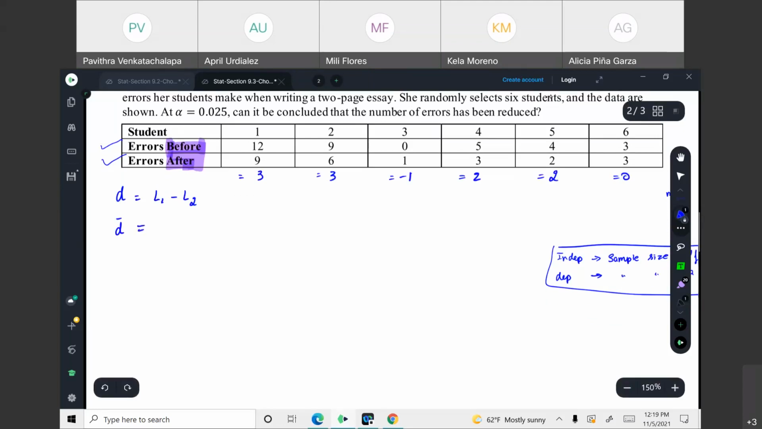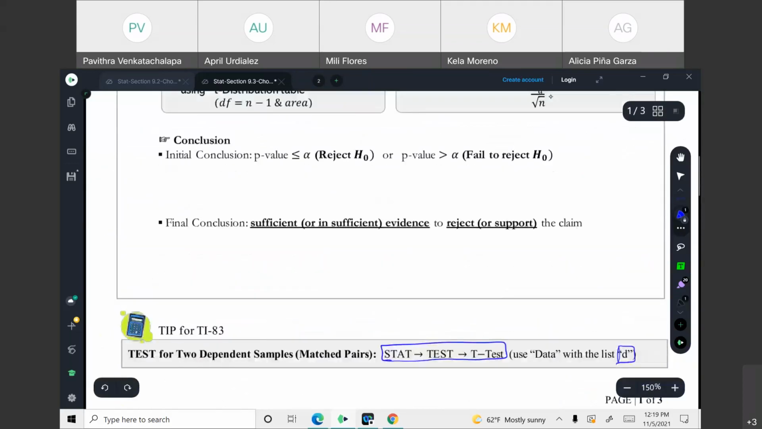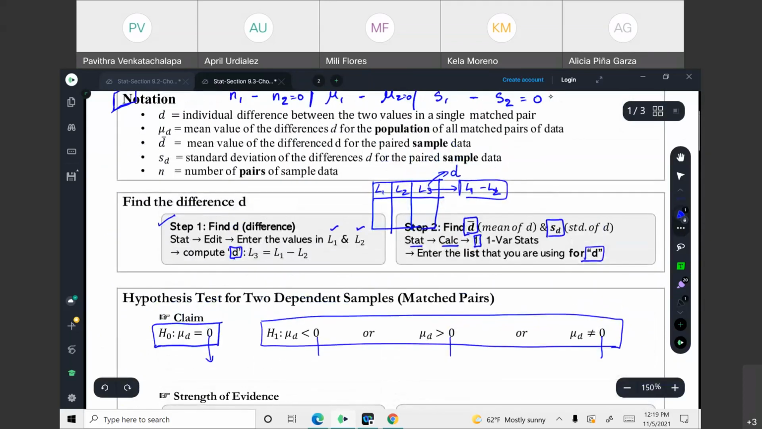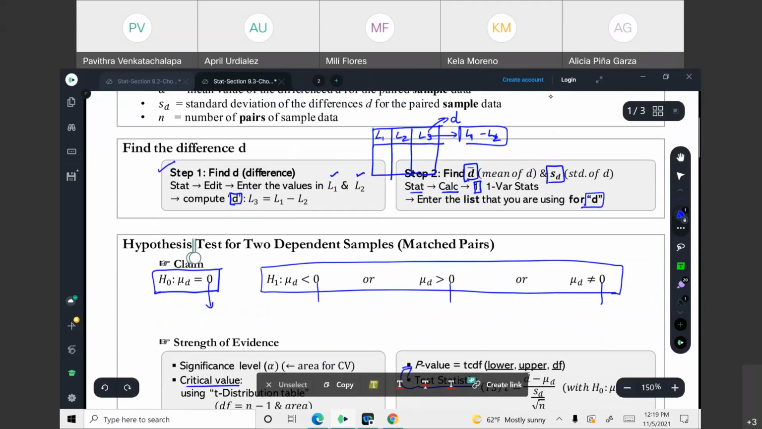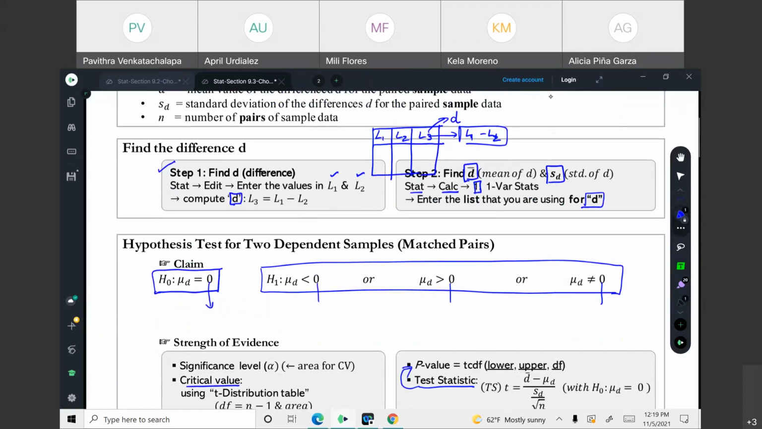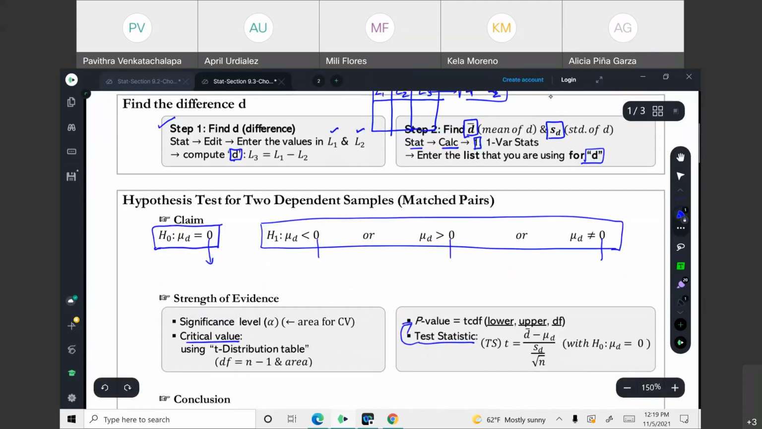Okay, now once you calculate the difference, next step is to find the mean. Now again, you can use the calculator. You can go to stat, calc, and then you can just choose option 1. There you are going to choose the D column, and that will give you the mean and standard deviation. I'll give you a minute to do that, and then I will write the answer.